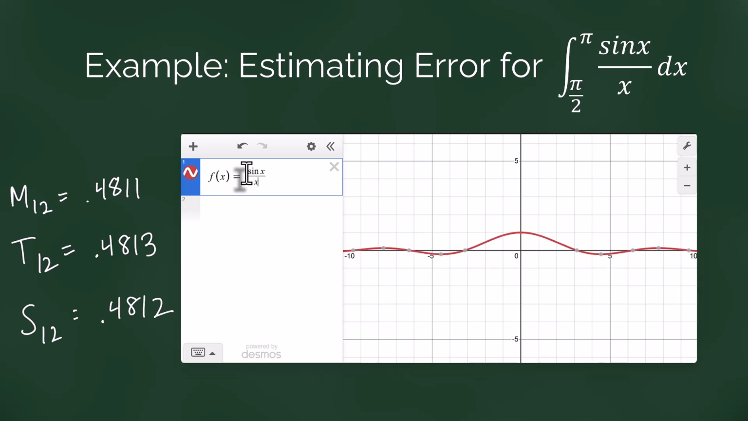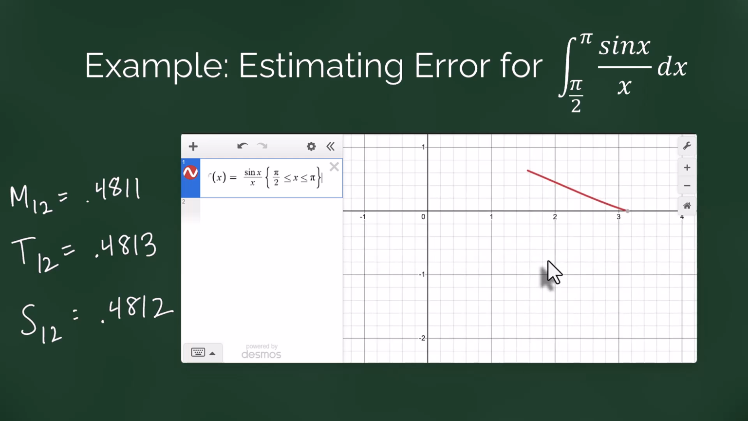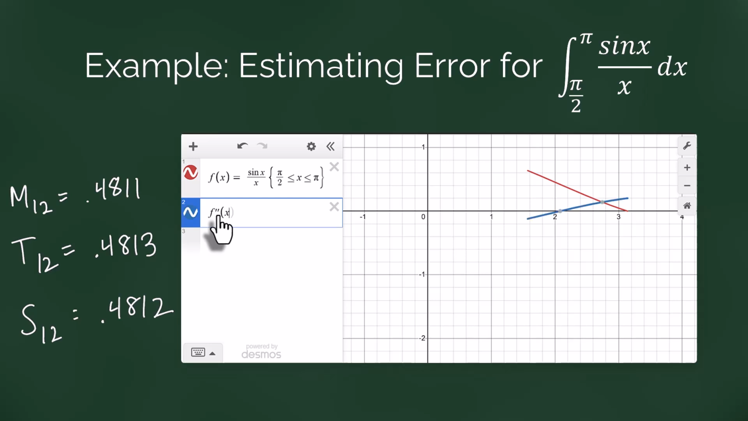And we'll contain that to the interval from pi over 2 to pi. So we can see our graph there. Zoom in a little bit on the region in question. And now we can also graph the second derivative of that, the blue graph, and then we'll also graph the fourth derivative of that, which is the green graph.